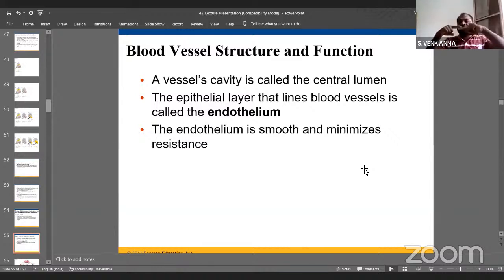So this is the blood vessel here. For example, this upper layer is the inner layer, and the middle layer is called the middle layer. The epithelial cell layer that lines blood vessels is called the endothelium. The endothelium is smooth to minimize resistance.